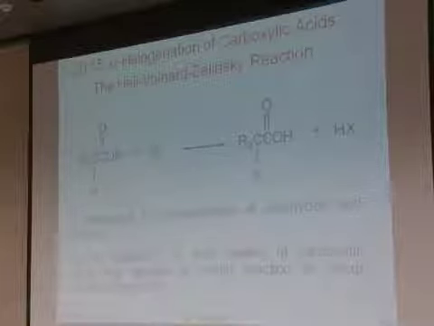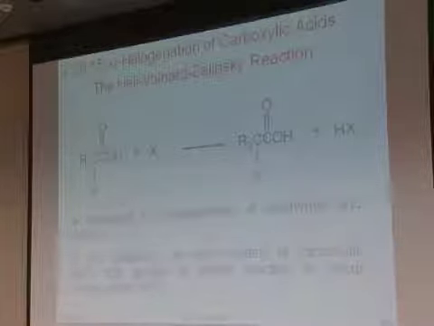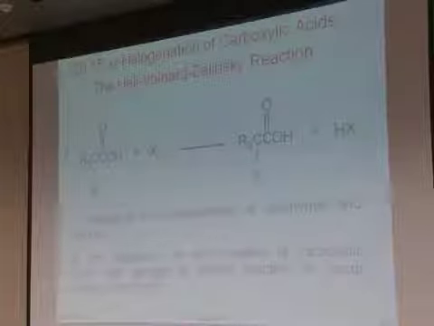So the question then comes to the following. Do you have enough enol content in the carboxylic acid so that the enol will attack the halogen like we did in the previous section? Well, the answer is no.